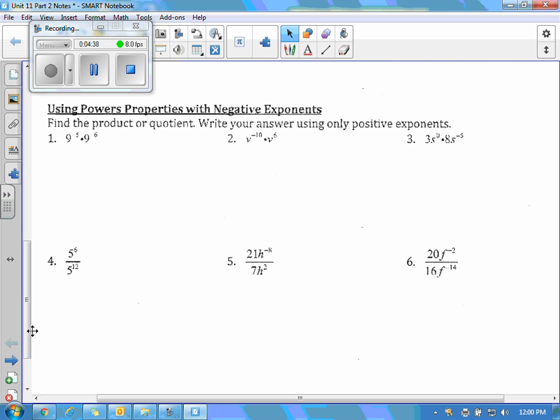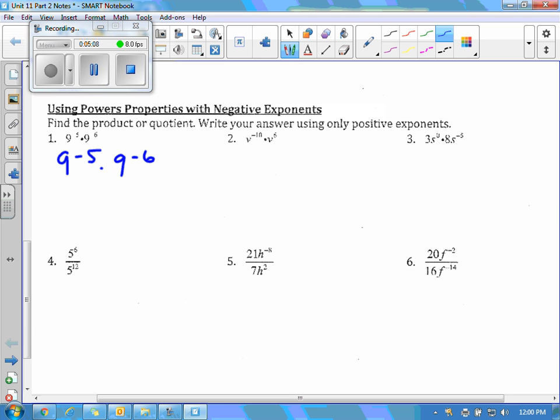If you look at the bottom of the page, it says using power properties with negative exponents. So we're looking at the product property and the quotient property. For number 1, we have 9 to the negative 5th times 9 to the negative 6. It's kind of hard to read on the video, but this is how it looks in your book.